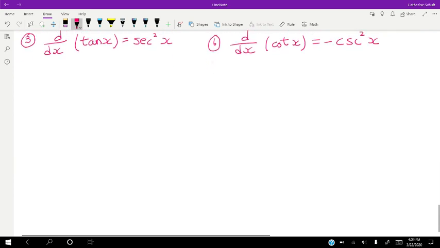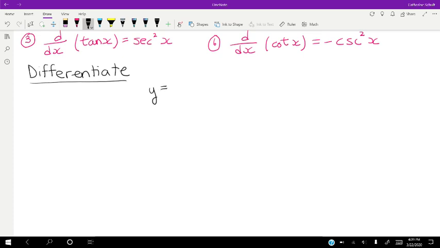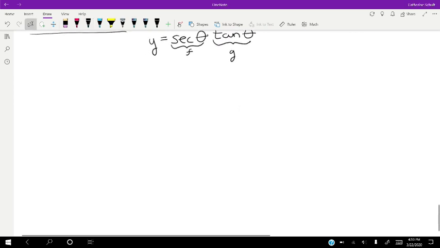So we're going to incorporate this with the product rule, and the instructions could be something like, differentiate, find y prime, find dy dx, something like that. Find the derivative. And then the function is secant theta times tangent theta. Okay, so we see we have a product. That could be like our f function, and that could be our g function. Okay, so how does the product rule work?